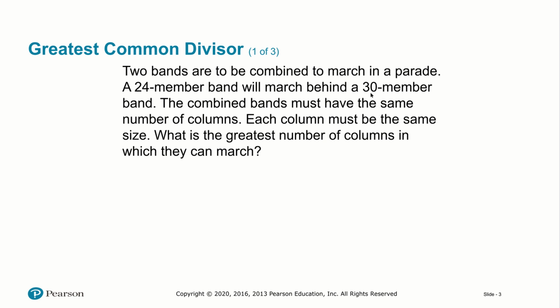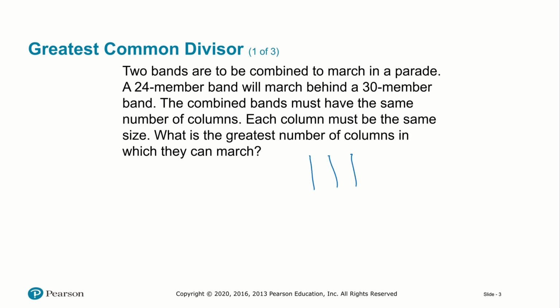into groups of 6. So that means the 24-member band is going to break up into 6 columns, and each one of those will have 4 members in them. The 30-member band can also be broken up into 6 columns, but notice that each of those columns will have 5 members in them. So the situation will look somewhat like this. So we're going to have the 24-member band in the back and then the 30-member band in the front of them.